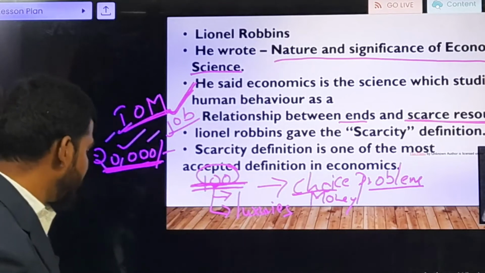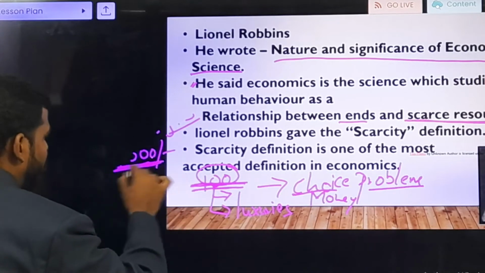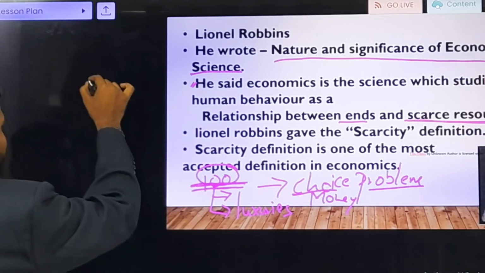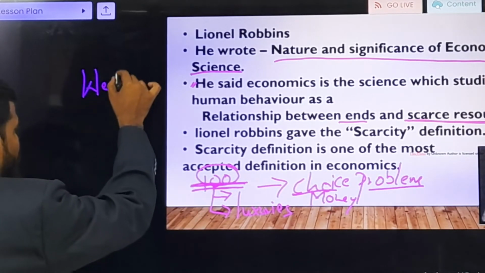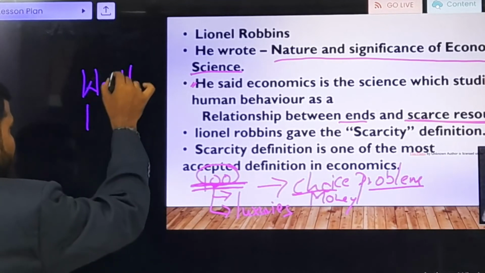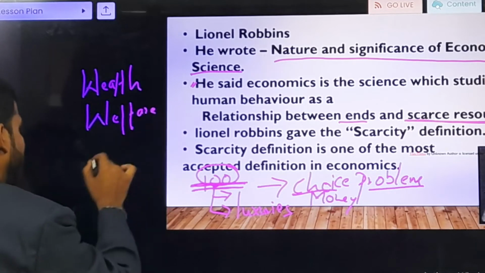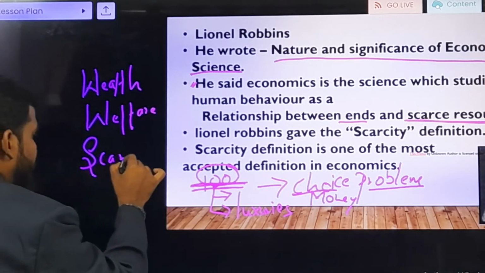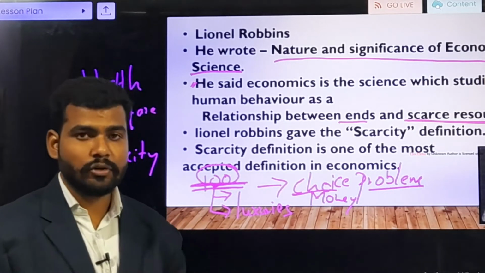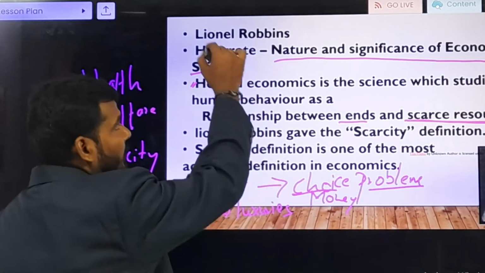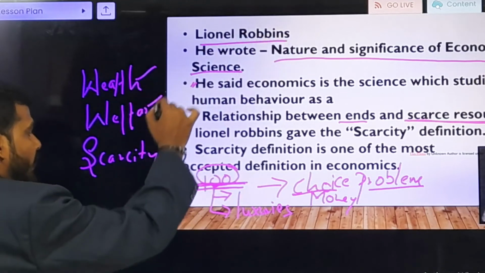So here we can clearly understand that economics deals with wealth, economics deals with welfare, and economics also deals with scarcity, and this scarcity definition is the most widely accepted definition of economics, which is proposed by Lionel Robbins. So economics is studying about wealth, welfare and scarcity.